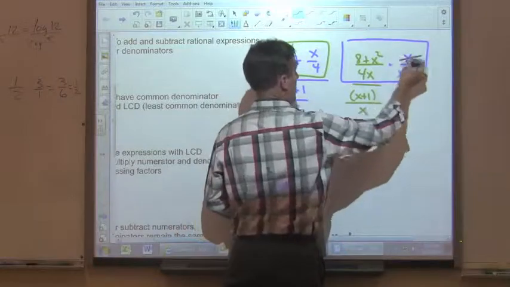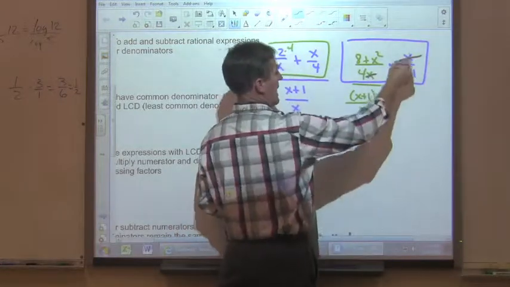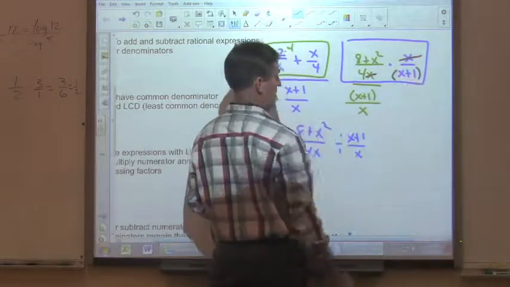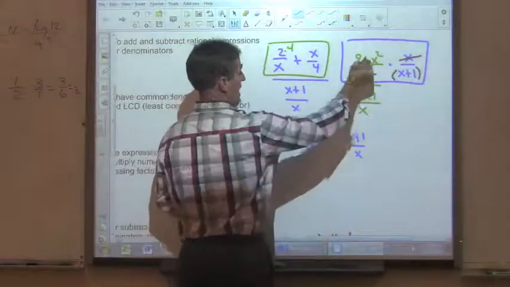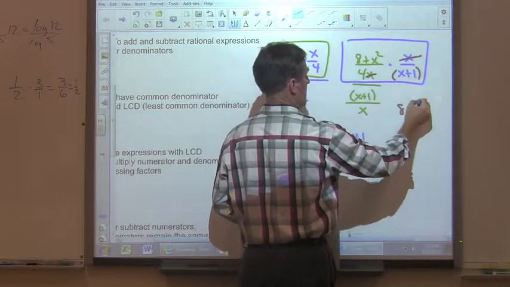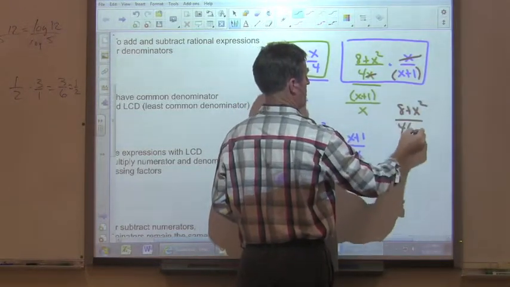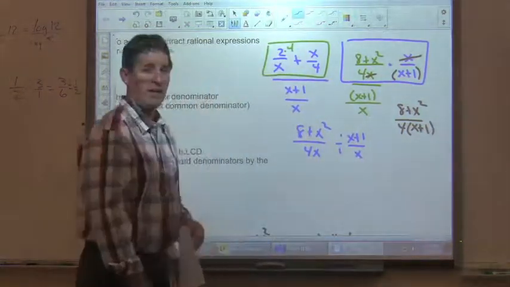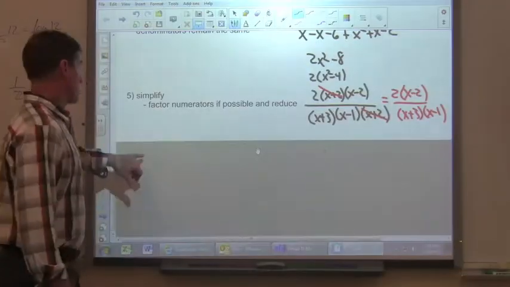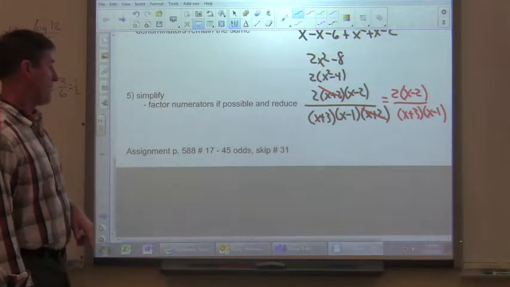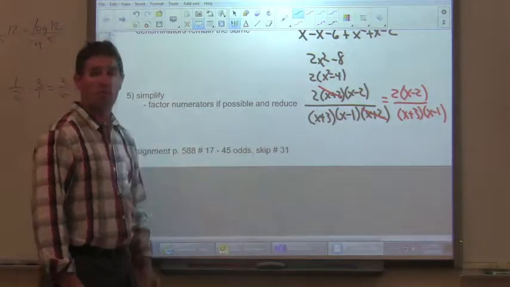I have an x on top and an x on bottom. Remember, I can't cancel these x's because it has something added to it. So a good idea is to put that parentheses there. I can't factor that, so I get (8 plus x squared) over 4 times (x plus 1). And we're finished. So your assignment for today is page 588, numbers 17 to 45, the odds, and you can skip problem number 31.